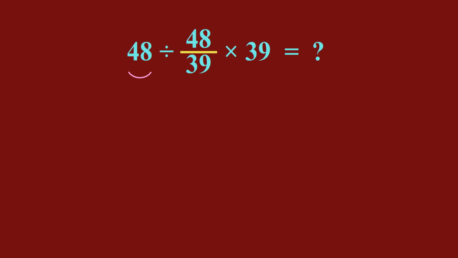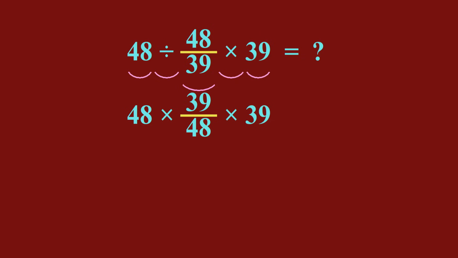48 divided by 48 over 39. To do this division, write down the 48, then change division to multiplication and flip this fraction to 39 over 48. And here again, we have times 39. Now we have this new problem.